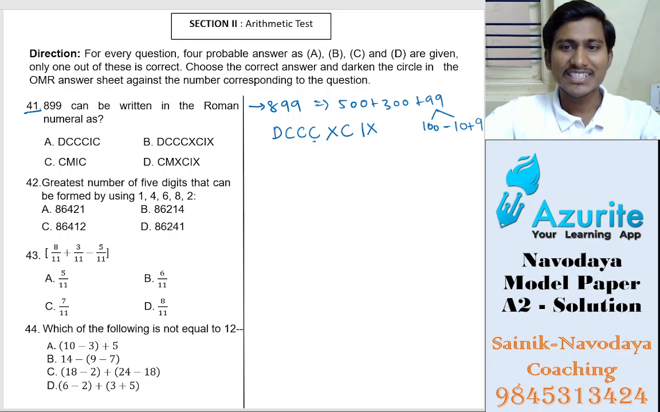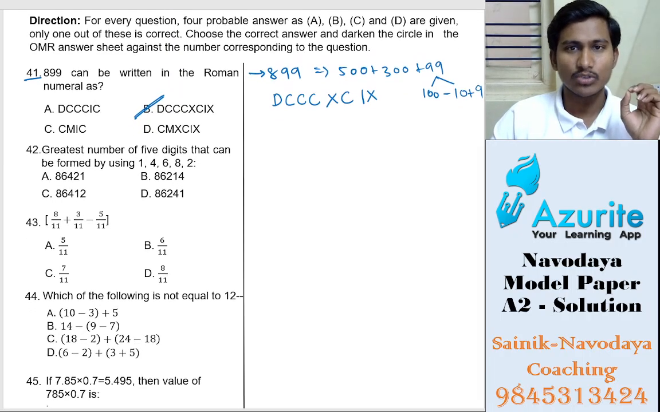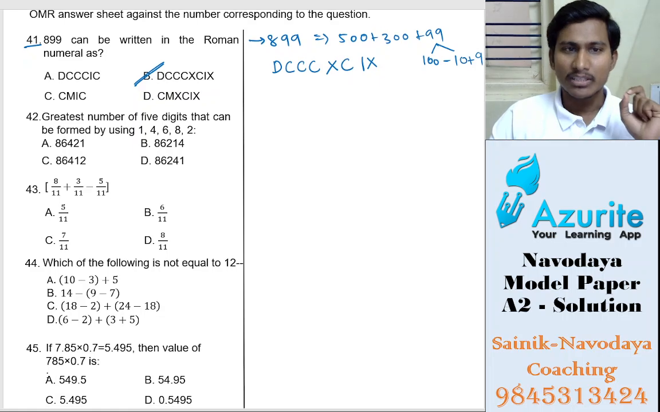So D C C C, then X C I X. So which option? That is option B here. Easy, right? So if you have any doubt, you can ask, okay? So that is the answer. I hope everyone knows Roman numbers.